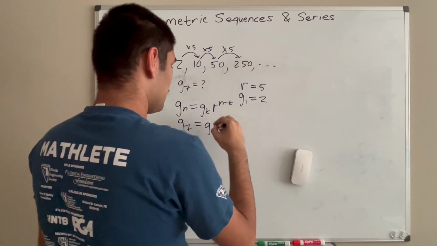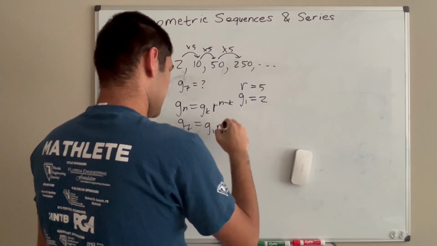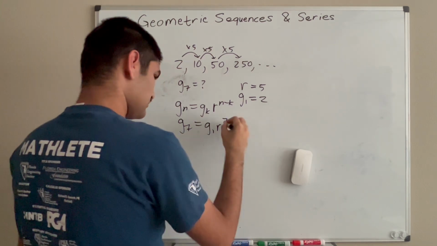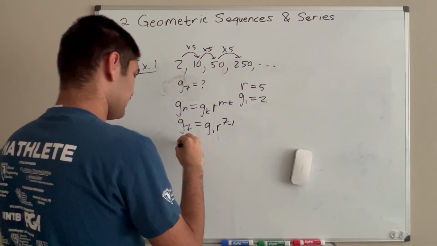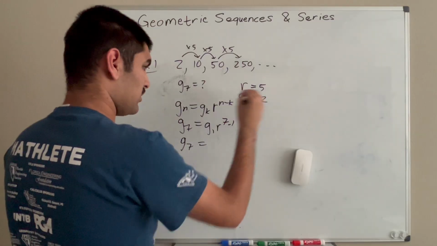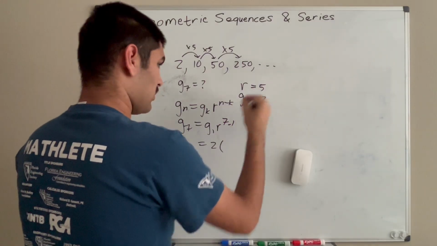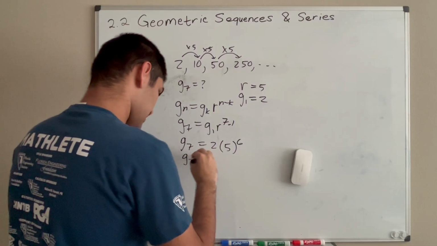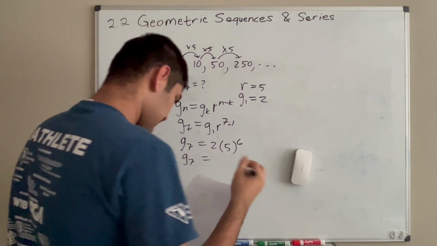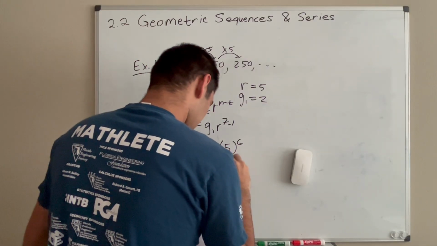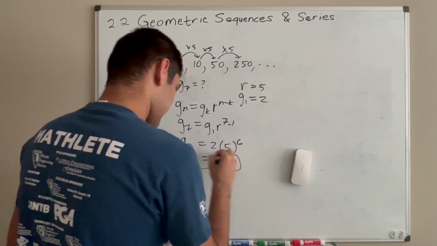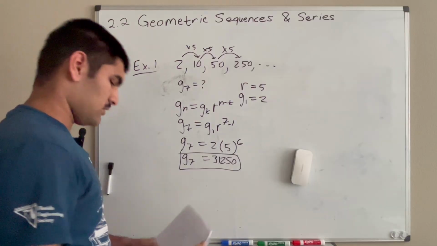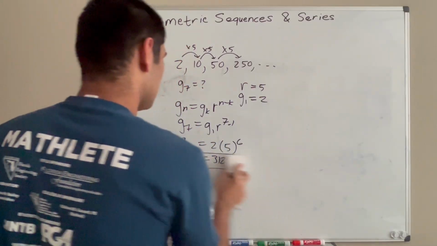times R, which I'll not substitute anything in yet, and then n minus k, 7 minus 1. Okay, so G7 is what we're trying to find. G1 we said was 2, and then R is 5, and 7 minus 1 is 6. So if we evaluate this, we should get 31250. So this is the 7th term of this geometric sequence. All right, good. Okay, let's do another example.